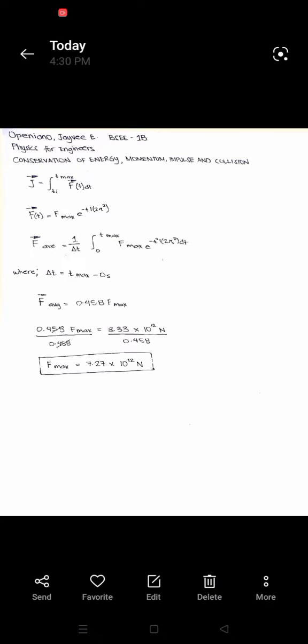So the final average force is equal to 0.458 times the maximum force. By manipulating this, we're going to divide both sides by 0.458. So the maximum force is equal to 3.33 times 10 raised to 12 newtons over 0.458. So our maximum force is equal to 7.27 times 10 raised to 12 newtons.